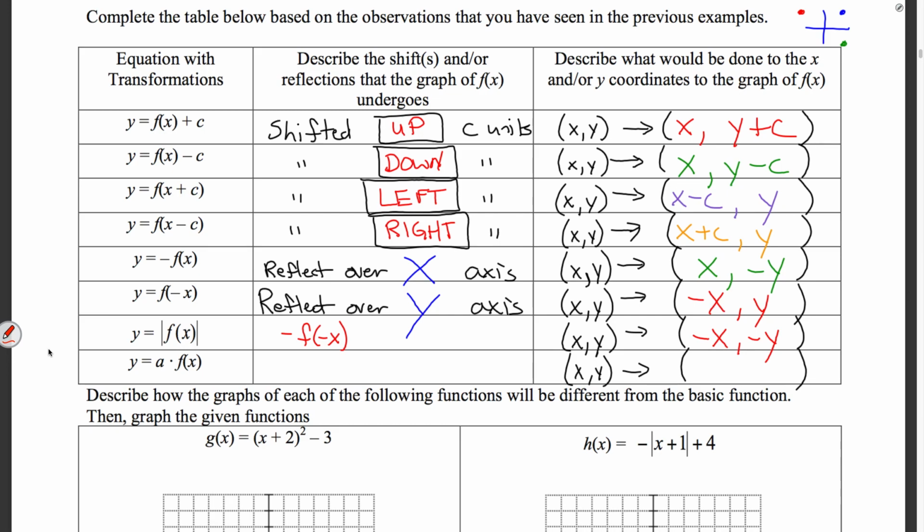Any other thoughts? Yeah. I think what it would do to the point, visually on the graph, is swap it into the quadrant diagonal to it, you know. So quadrant 1 would end up in quadrant 3. Quadrant 2 would end up in quadrant 4, or vice versa. I like it. Any other thoughts on that?